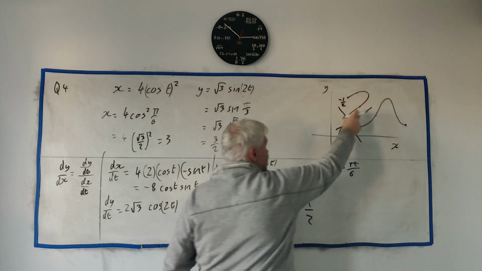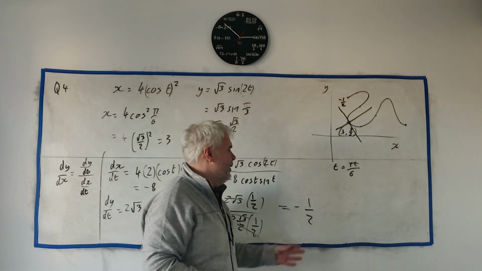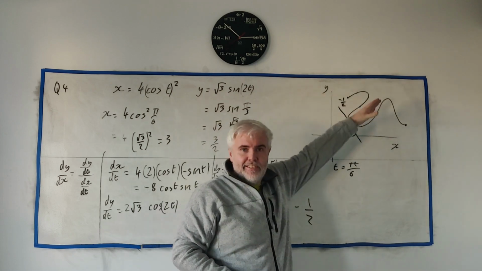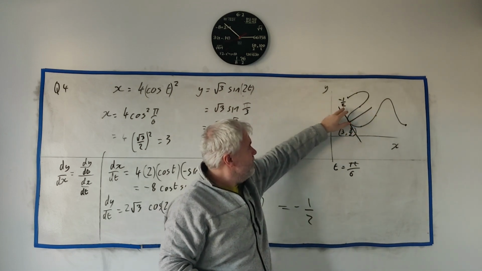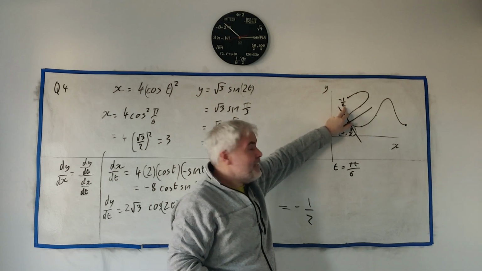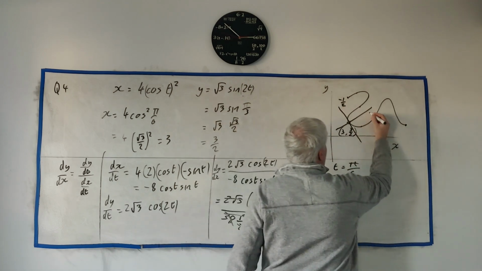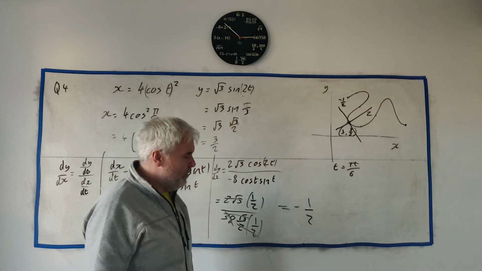The one we're interested in is the normal. So many students probably got that wrong. They got the tangent instead of the normal. The normal is the inverse of this. Upside down, change the sign. So the normal is just 2. The slope of the normal.